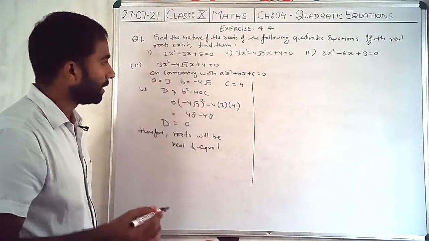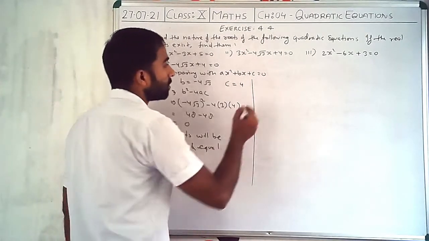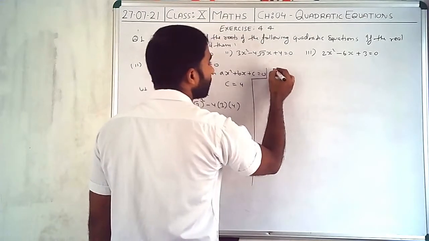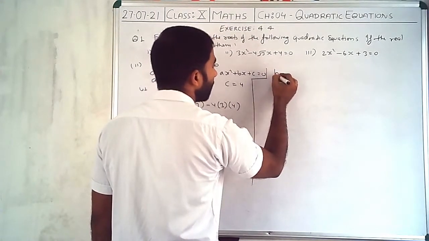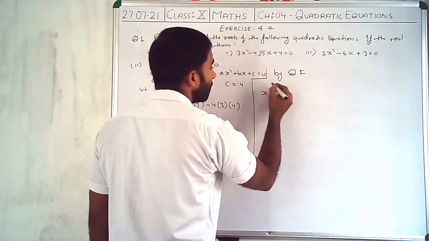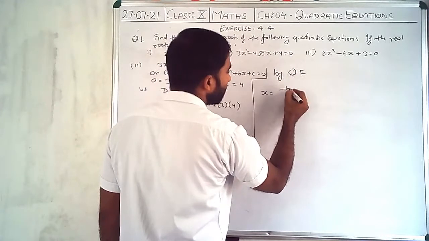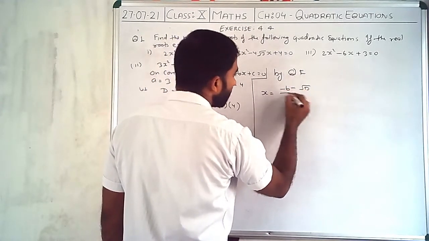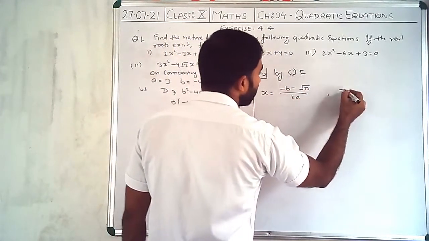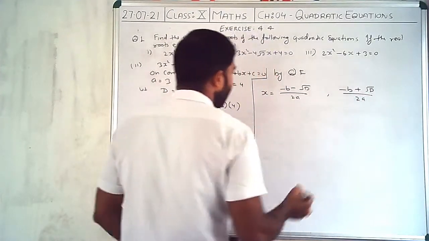So for finding the roots we have to use the quadratic formula. By the quadratic formula, x is equal to the roots of the quadratic equation: x is equal to minus b minus root D by 2a, and minus b plus root D by 2a.